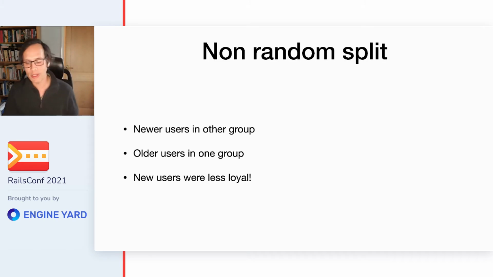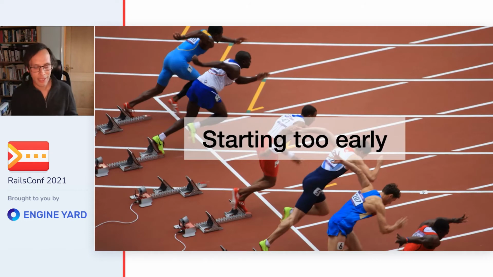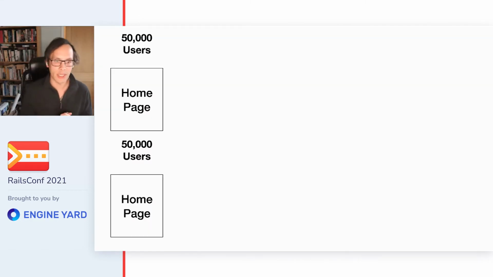Another thing that can go wrong is starting your test too early. And I'll take you through an example to see what I mean by this. So let's say there's a change you want to test on your checkout page. So we follow the process we talked about so far. 100,000 users come to the site over a month. That's our sample size. And I split 50,000 and 50,000. They both get the same homepage because there's no changes there.